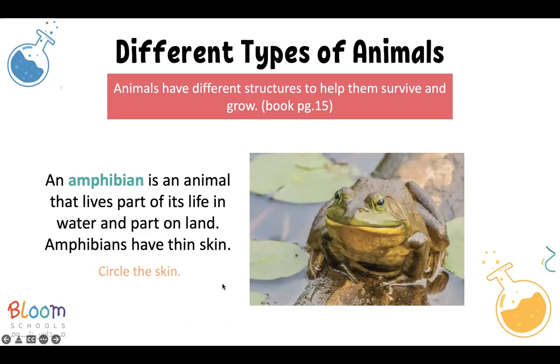Next, we have amphibians. Now, this is the difference between reptiles and amphibians. An amphibian is an animal that lives part of its life in water and part on land. And they have very thin, sticky and gooey skin. So this is the difference. Reptiles have very dry skin with scales, and amphibians have very thin skin and sticky from living underwater. So circle the skin. This is the skin part of this frog.